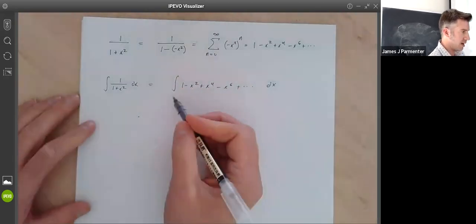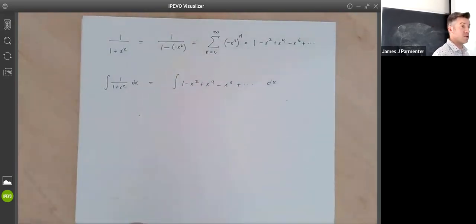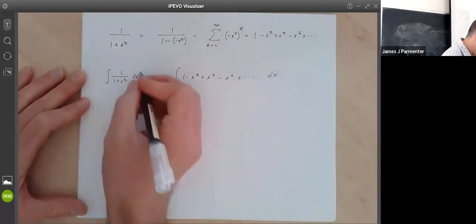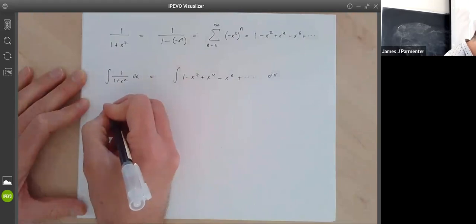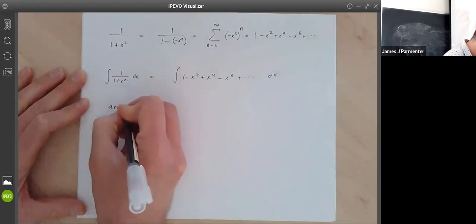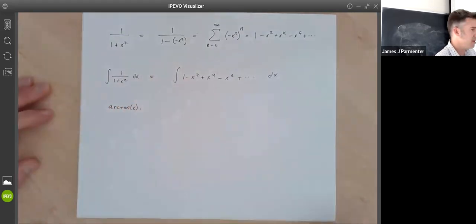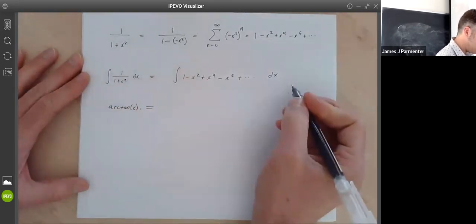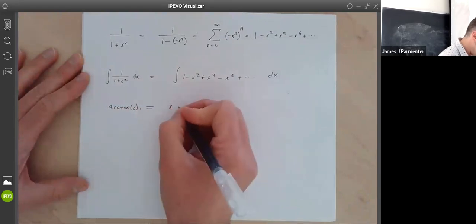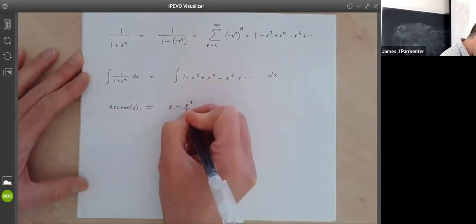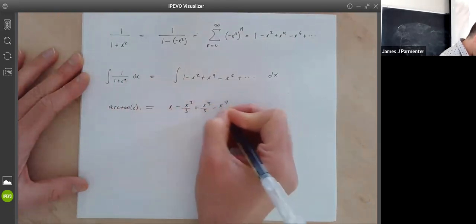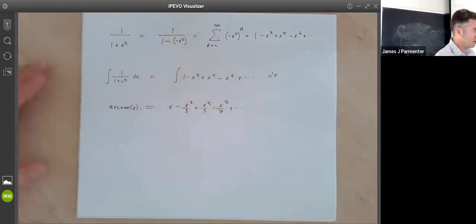I do think it's easier if you write it out. It's going to be easier to see what the formula should be if we write it out the long way. The antiderivative of 1 over 1 plus x squared is the inverse tangent, or if you prefer, the arc tangent of x. Either way is correct. And that's going to equal, if I anti-differentiate this term by term, x minus x cubed over 3 plus x to the 5th over 5 minus x to the 7th over 7, and so on and so on.